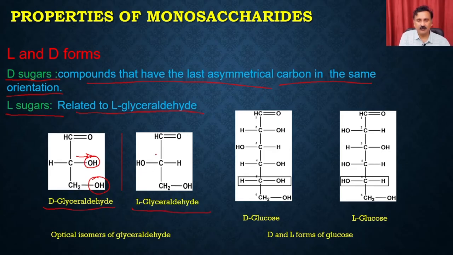So the group is on this side, whereas the last carbon has a group on this side. So they are being presented in two different modes, and that's why these two are going to be mirror images as well. So this is the D form and this is the L form. Same is true for glucose also. In glucose, this is the last asymmetrical carbon, right? So if the groups on the last asymmetrical carbon are on this side, and this one also has a group on this side, then this is called the D form, whereas in the L form it is going to be in the reverse orientation.